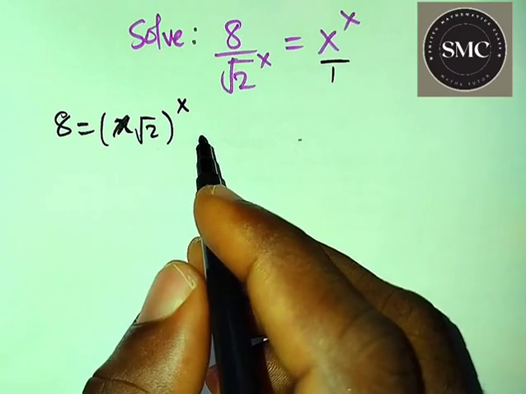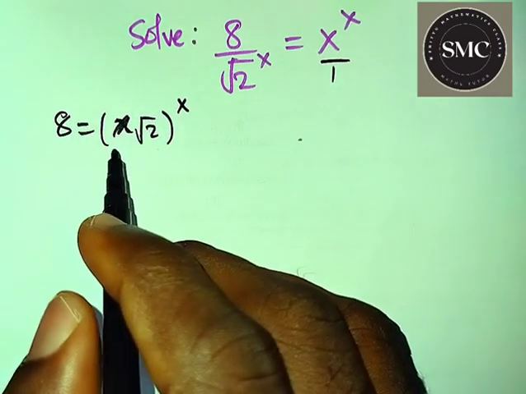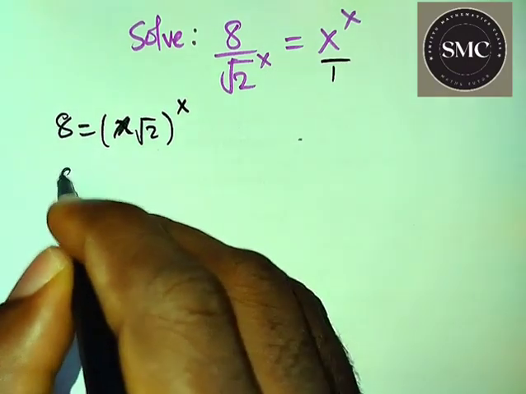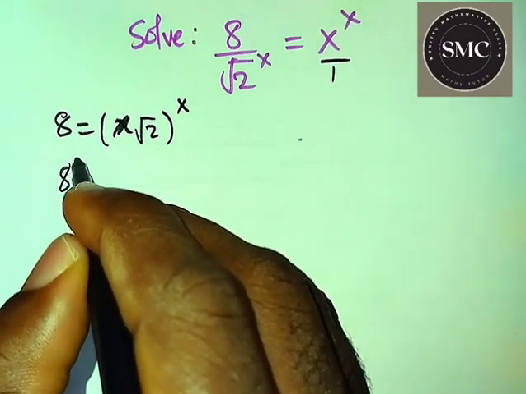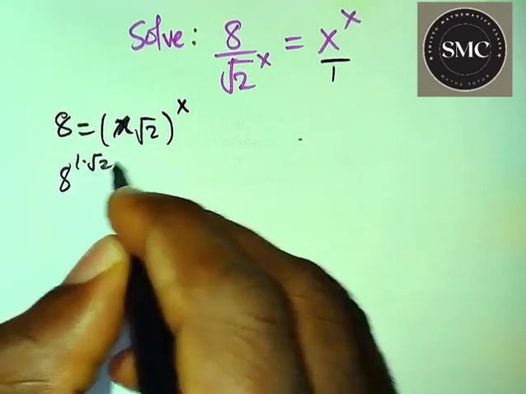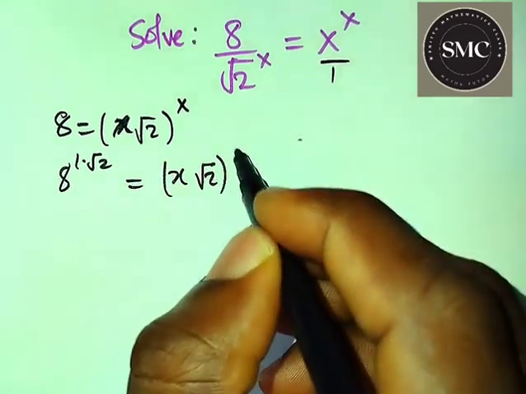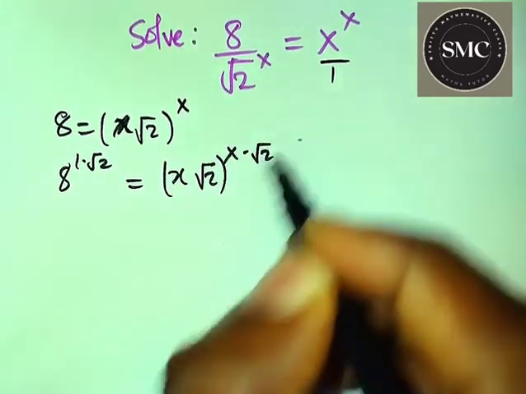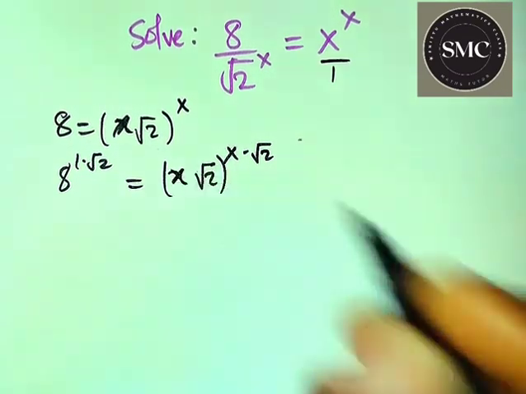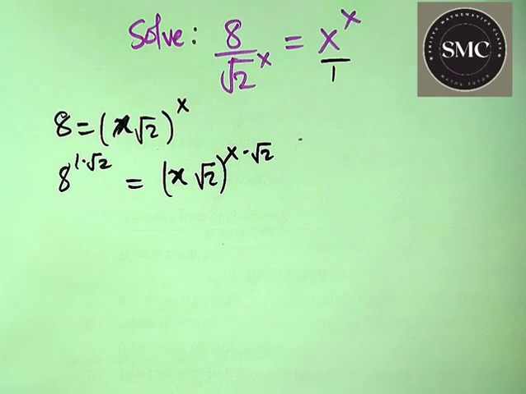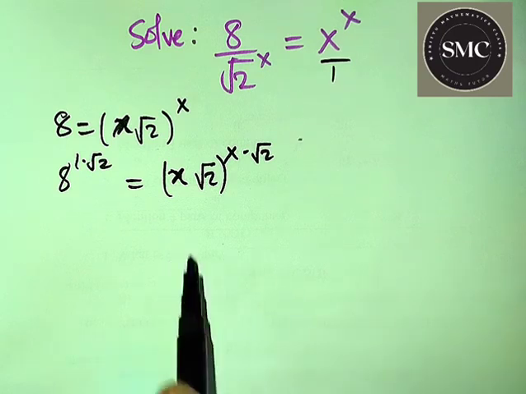So from there, what I'm going to do is multiply the power of the two sides by root 2. So this is going to be 8. Don't forget that the power of 8 here is 1, then multiply by root 2, equals x root 2, then multiply by x root 2. So that is what I said, I'm trying to multiply both powers of the equations by root 2.